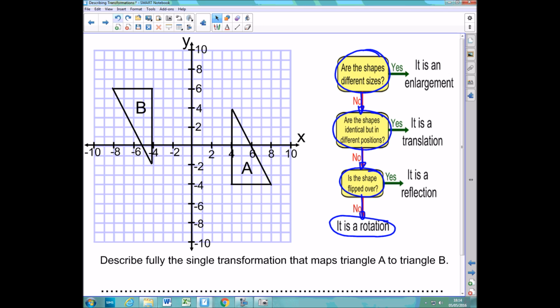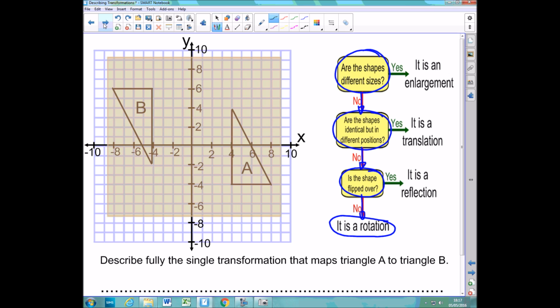So how do we describe a rotation? Well, firstly, we need to have an angle by which it's rotated. Here you can use tracing paper, or you can spot that this shape has been rotated 180 degrees. Now remember, you do have to state whether it's clockwise or anti-clockwise, but in the case of 180 degrees, it doesn't matter either way. So we can just state it's been rotated 180 degrees. After you've found the angle of rotation, the next thing you need to do is find the center of rotation. Now, unfortunately, there's no easy way of doing this.